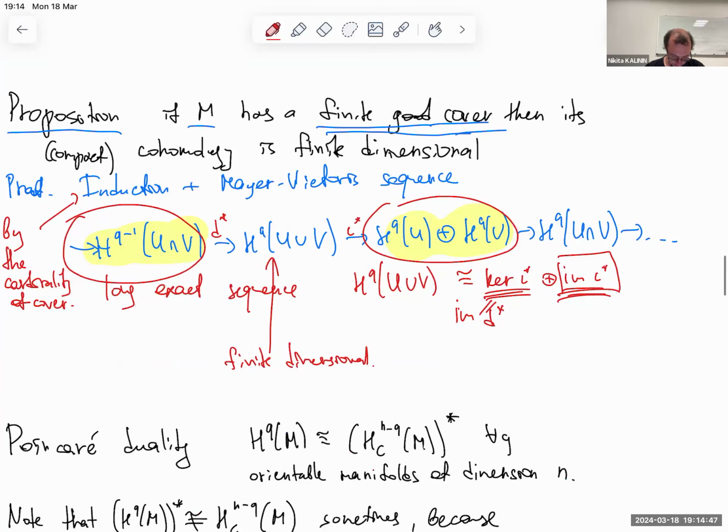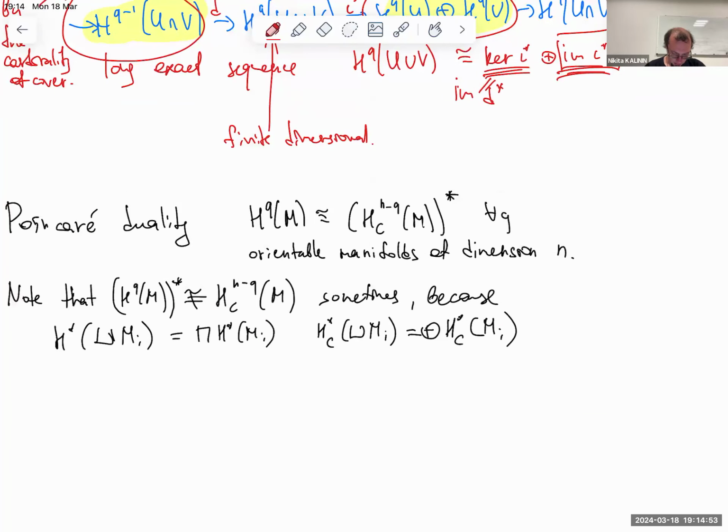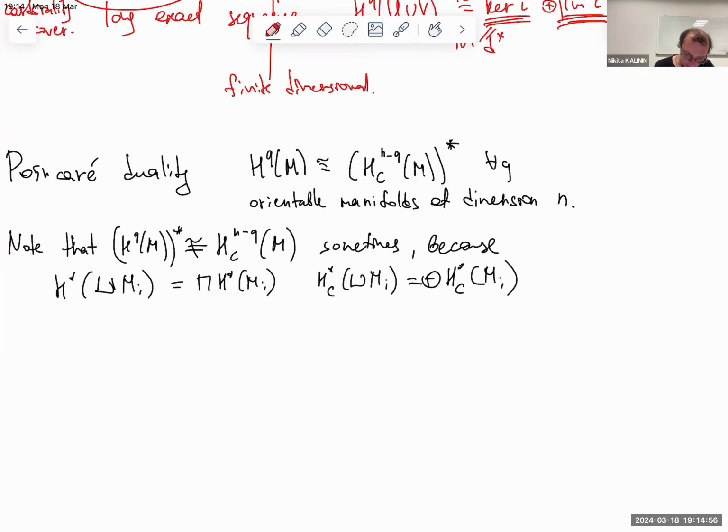So now our next goal is to prove the Poincare duality. Here is the formulation. We say that the q-th cohomology of M is isomorphic to the dual of the (n minus q)-th cohomology of M with compact support. That's a standard formulation. You can also write the dual formulation, but it's not always true. It's not true that if you take the dual to cohomology, it's the same as cohomology with compact support, because of some stupid reason.